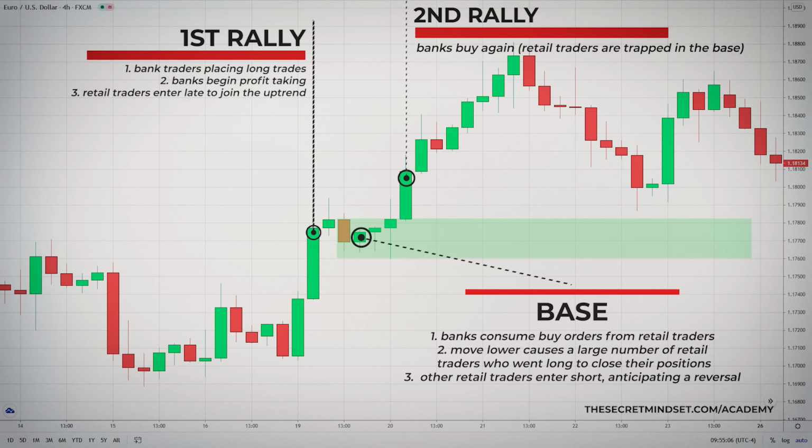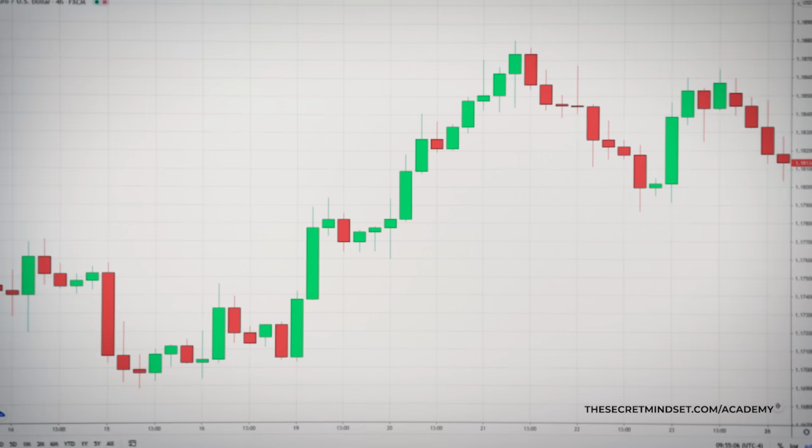With these 2 sets of retail traders putting sell orders into the market, the banks now begin buying again, knowing they'll make the market move higher, and in the process, cause anybody who sold the move to close their trades at a loss, which ends up being the bank traders' profit.